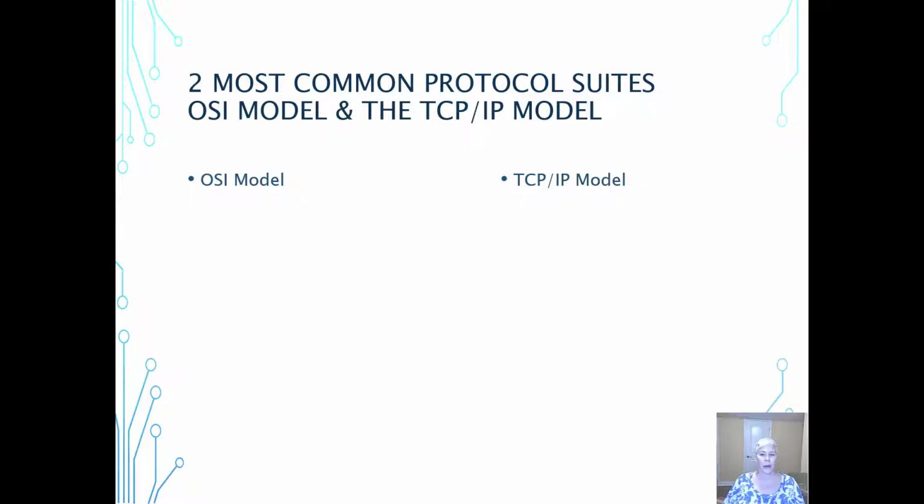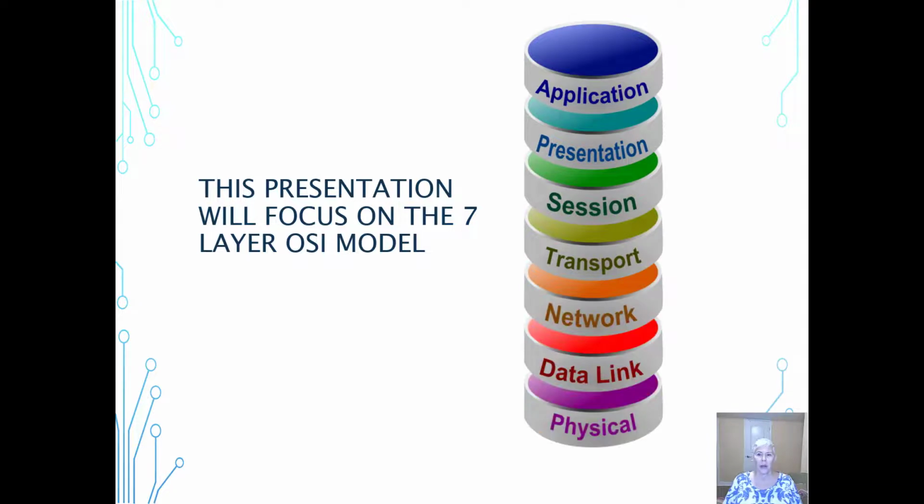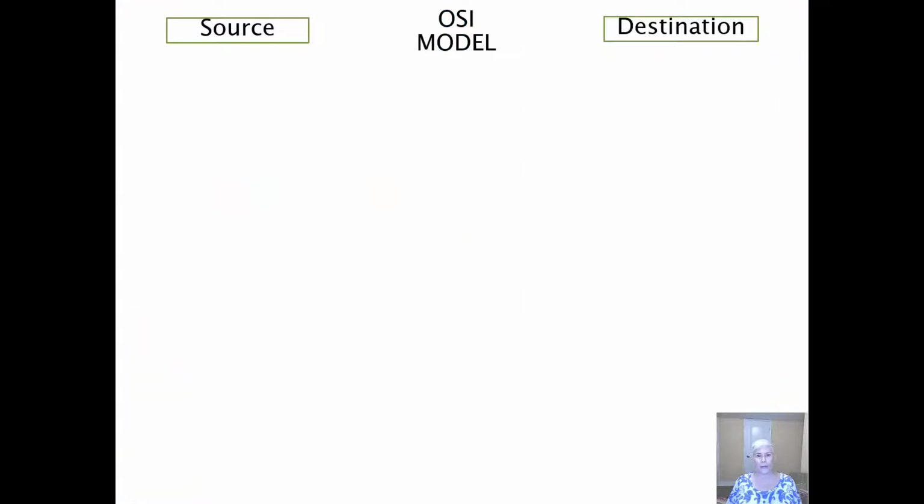Again, the 2 most common protocol suites would be the OSI model and the TCP/IP model. For this presentation, we're going to focus on the 7-layer OSI model. The OSI model has 7 layers: the application layer, the presentation layer, the session layer, the transport layer, the network layer, the data link layer, and the physical layer. Different protocols function at each layer, and each layer has a different job.